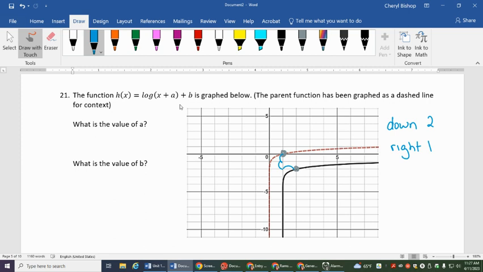So if I'm going to go down 2, is that the A or the B? And what's the value of the B? -2 if I'm going down 2. And that means A must be the 1. If I'm going right 1, what's A? -1. Questions on 21?